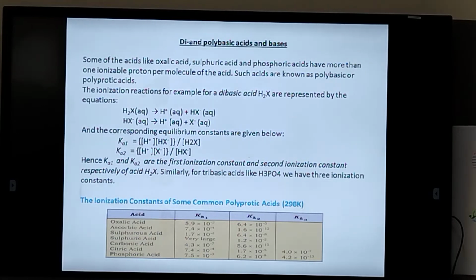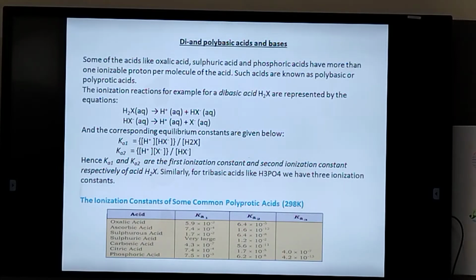Ka1 for the first reaction is the concentration of H+ times the concentration of HX- divided by the concentration of H2X. And for the second reaction, the equilibrium constant Ka2 is equal to the product of the concentrations of H+ and X2- divided by the concentration of HX-. Hence, Ka1 and Ka2 are the first ionization constant and second ionization constant respectively of acid H2X.